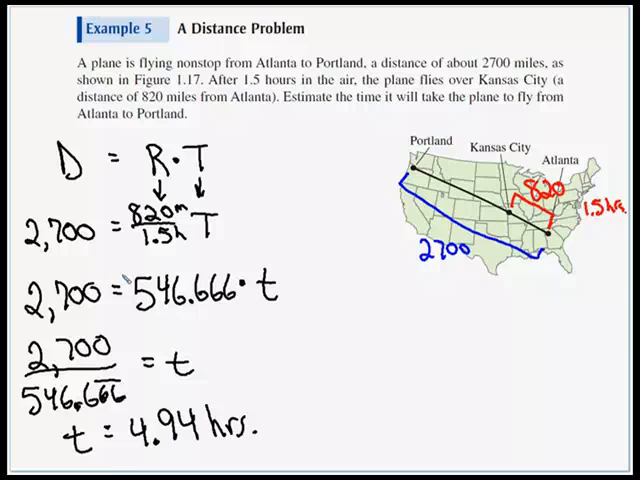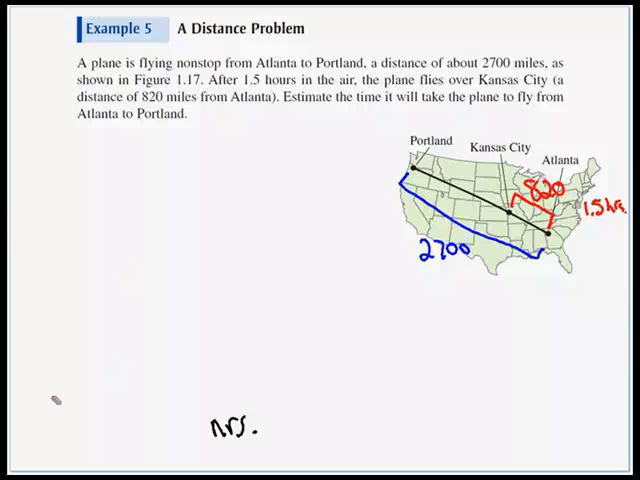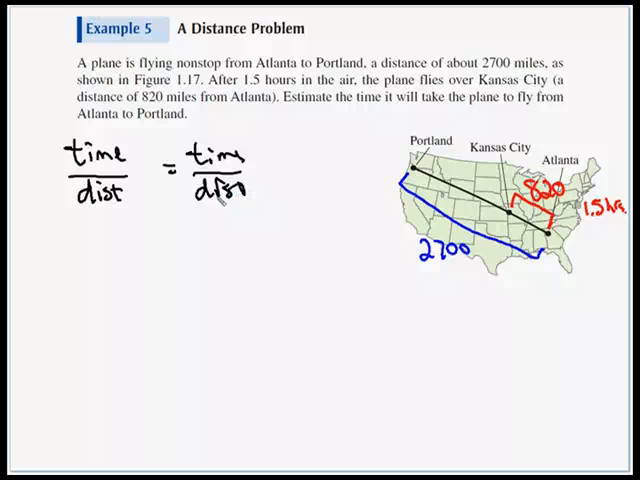Now that's one way to do it, and that's the way I believe that the book shows you in the book example. There is a different way, and in my opinion it's a better way. This is when I first looked at this problem, this is what got me. I like to think of it as a proportion. We could set it up either way. Let's do time over distance is equal to time over distance.